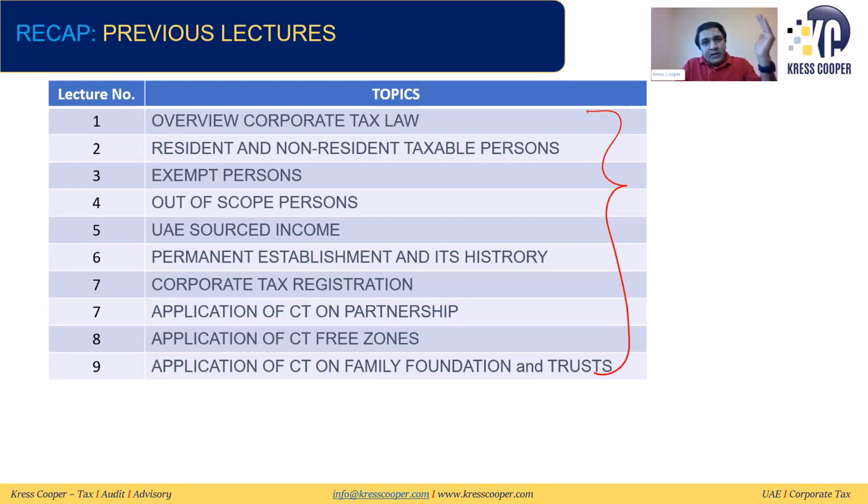So what are the resident persons, what are the non-resident persons, what are the exempt persons, what are the out of scope persons? To some extent, we have discussed the related income as well. We discussed which income can be subject to tax, which income cannot be subject to tax. But overall, we have discussed the scope of the corporate tax. Basically, we can see the radar, which comes under the ambit of the corporate tax till now.